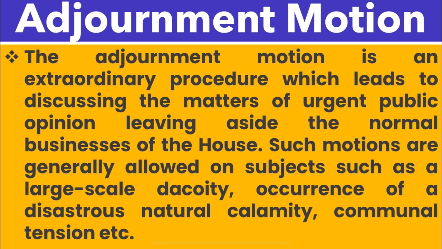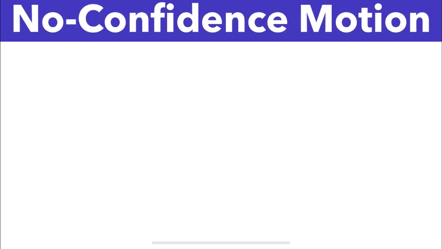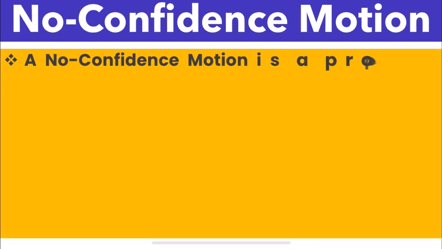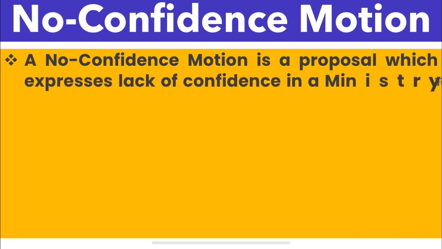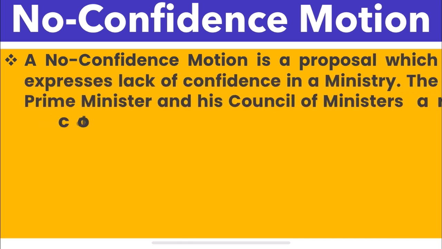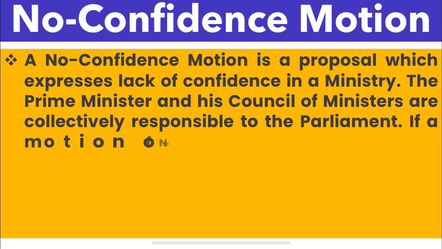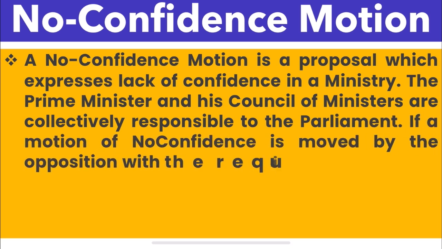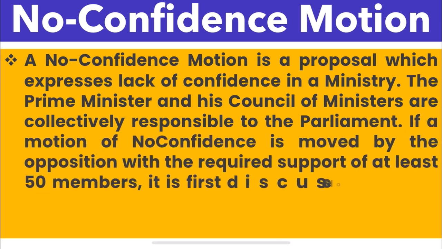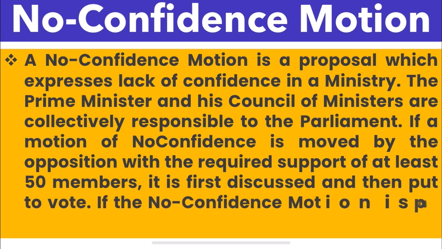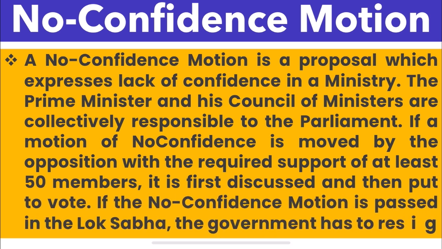The second important motion is no confidence motion. A no confidence motion is a proposal which expresses lack of confidence in the ministry. The Prime Minister and the Council of Ministers are collectively responsible to the Parliament. If a no confidence motion is moved by the opposition with required support of at least 50 members, it is first discussed then put for vote. If no confidence motion is passed in the Lok Sabha, entire government has to resign.